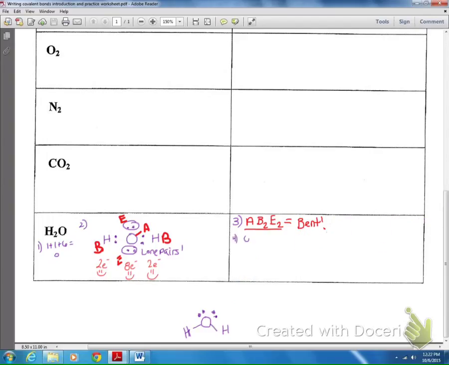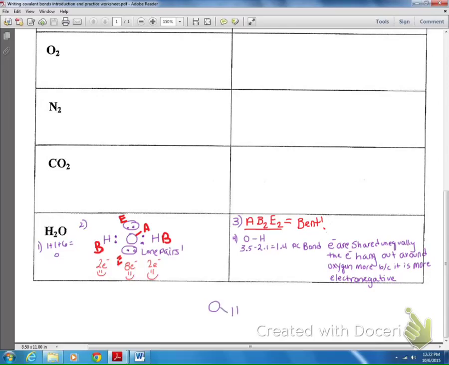Then what we're going to do is figure out our bond polarity. We subtract those two and we figure out that we have a polar covalent bond. We're going to draw in our arrows, so electrons are shared unequally. The electrons will hang out more around the oxygen because it is more electronegative. We're going to redraw it and have it look right like that. Those two symbols right there are simply showing a relative charge on the atom, so on the molecule we have a relative charge.